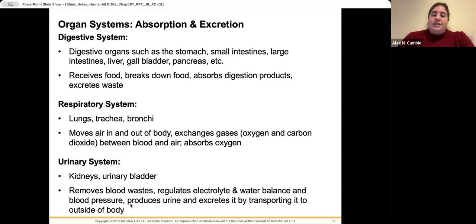The main function of this system is that your kidneys filter your blood for wastes. When they filter the blood, they pick up different wastes that make their way into your urine. Part of the function is also to regulate your electrolyte and water balance. We do this in the kidneys. Your kidneys also play a role in blood pressure regulation. The main product of the urinary system is urine, and it is excreted to the outside of the body from the bladder out your urethra.